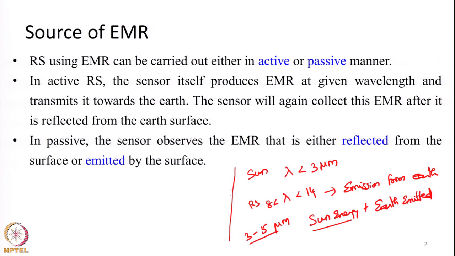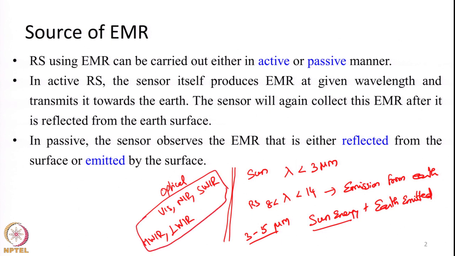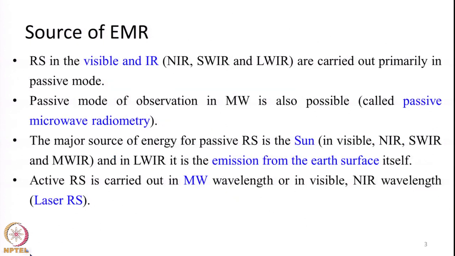So these are all the primary sources of energy, especially in the optical bands, that is visible, NIR, SWIR and LWIR wavelengths, in MWIR also. In all these wavelengths, this is the basic source of energy, and in this particular lecture, we are going to see the basic principles of interaction between terrain features and electromagnetic radiation in such wavelengths.